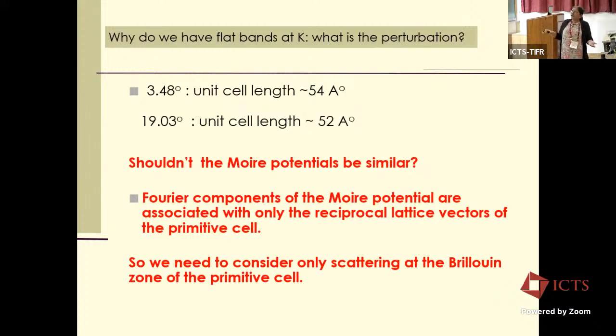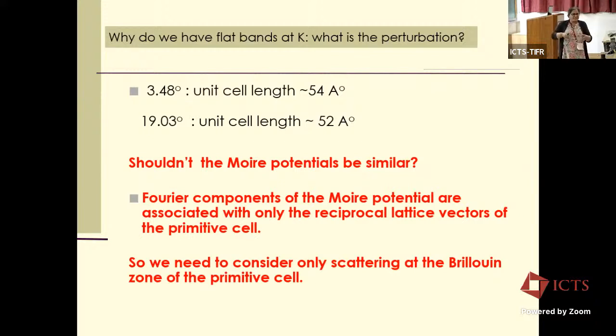Okay, so then why are we seeing these flat bands forming in this case? What is the origin of the perturbation? Because the coupling between the layers is very small, the states are contributed by in-plane orbitals. So the question is, shouldn't the Moire potentials be similar? And that was where we were very surprised. We took the Moire potentials in these two cases, did the Fourier transforms, and what we found was that the Fourier components of the Moire potential are dominantly associated with the reciprocal lattice vectors of the primitive cell.